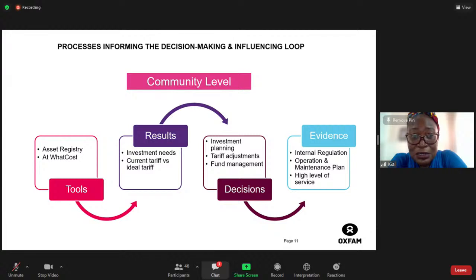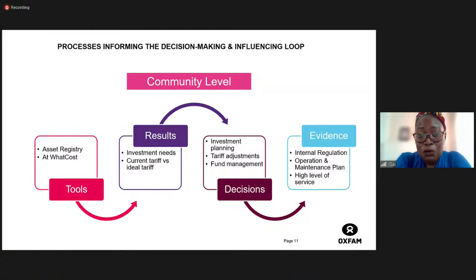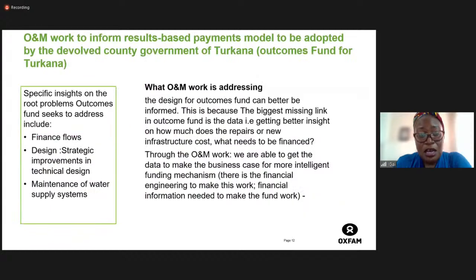So we've started with 60 schemes. The county has around 800 operational systems that they would need supported, and we are hoping that through this engagement, they would be able to scale this up and ensure that those systems are managed in a way that is sustainable. So of course, that is just one piece of the work. The operation and maintenance is one part of the puzzle.